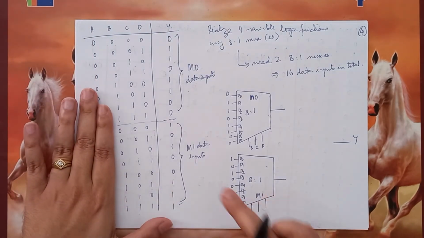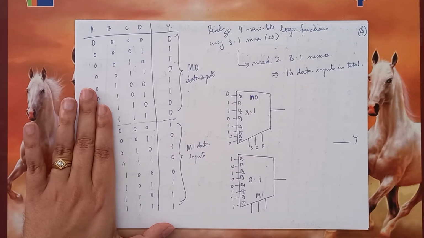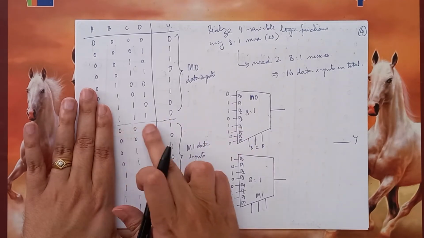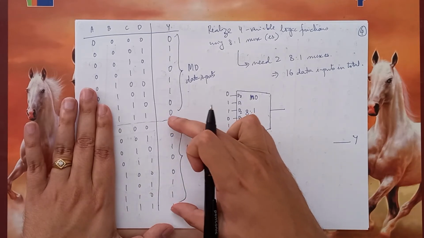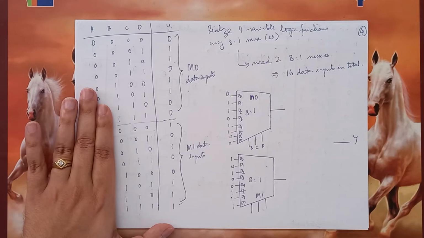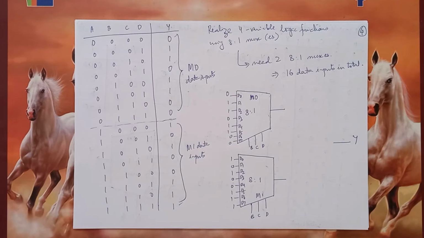Likewise, let's go below. For these 8 possible rows, again we see B, C, D changing from all zeros to all ones. So this mux M1, which is an 8:1 mux, would be able to act independently if the select inputs were again B, C and D. Now, we have sorted out the select input problem.